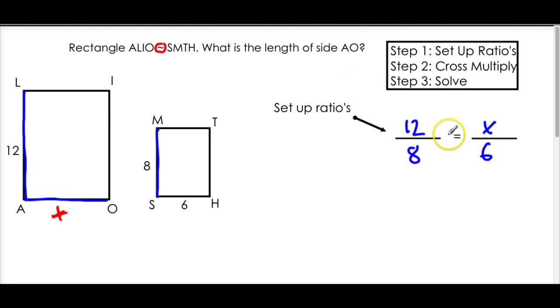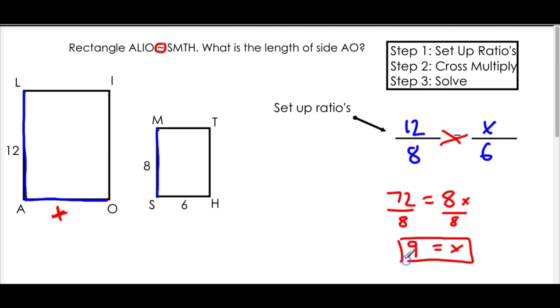Now that we set up a ratio, that's kind of the hard part. We just have to cross multiply. So 12 times 6 is 72. 12 times 6, which is equal to 8 times x. All right. To solve for x, we're just going to divide both sides by 8. And we get x equals 9. Beautiful. All right. So we know this side is going to be 9. Super duper sweet.